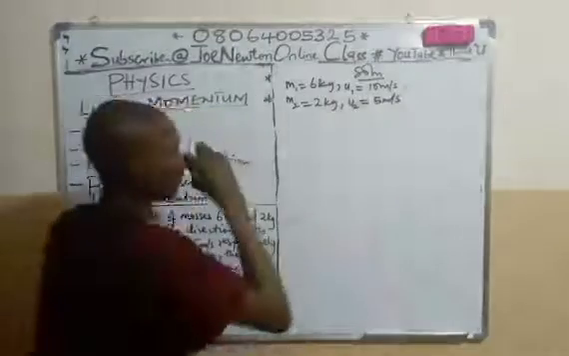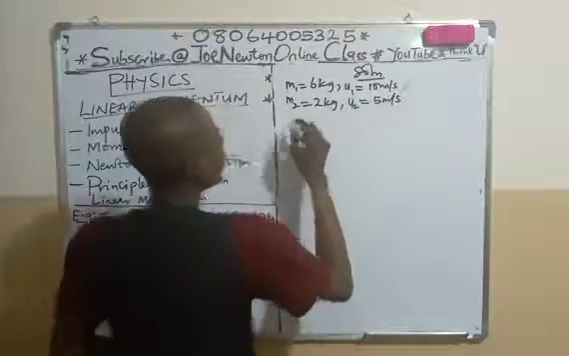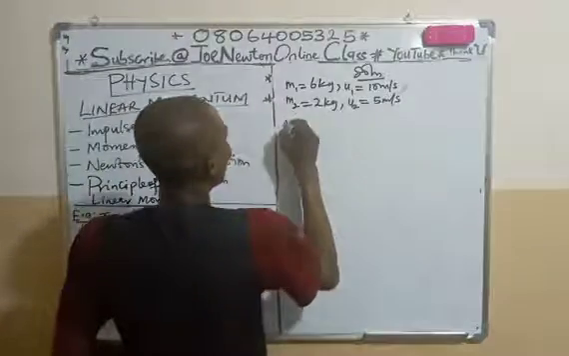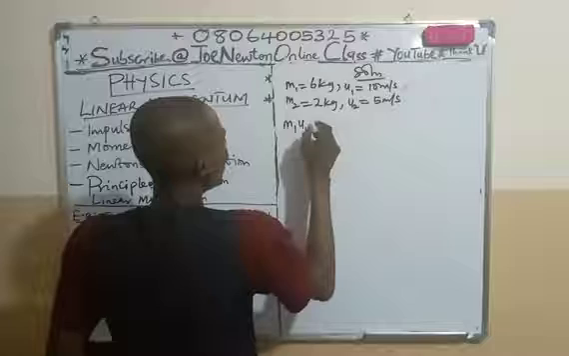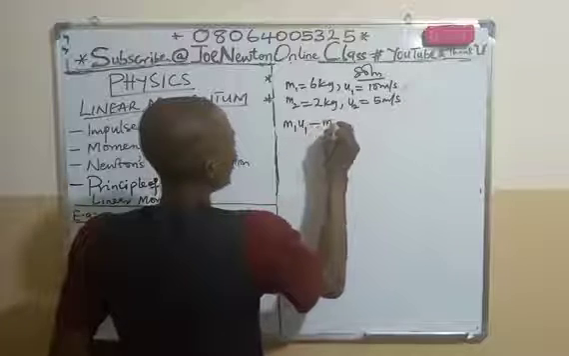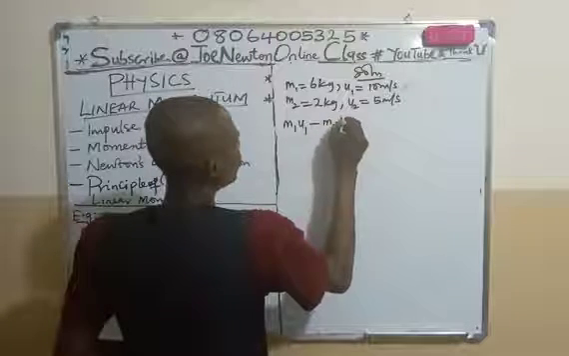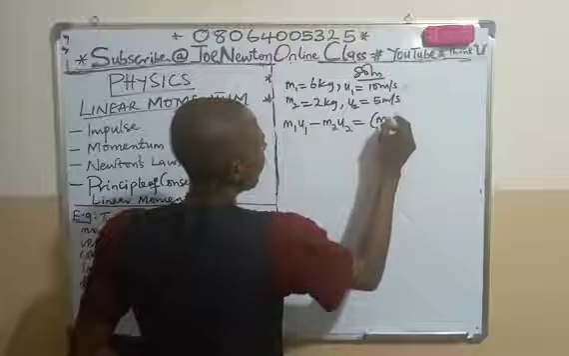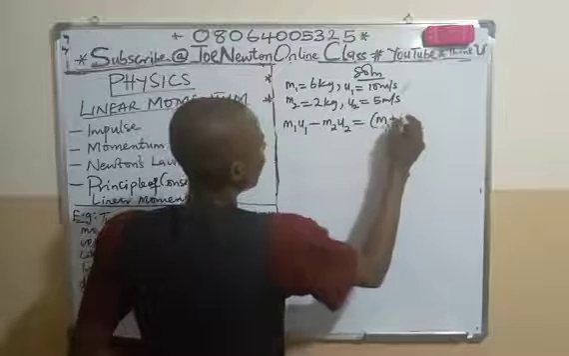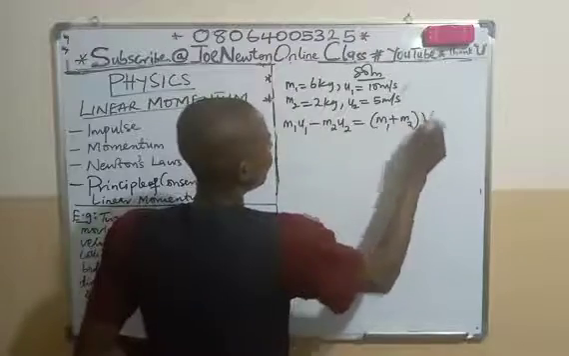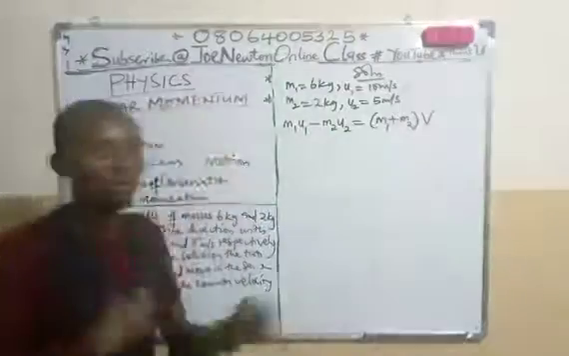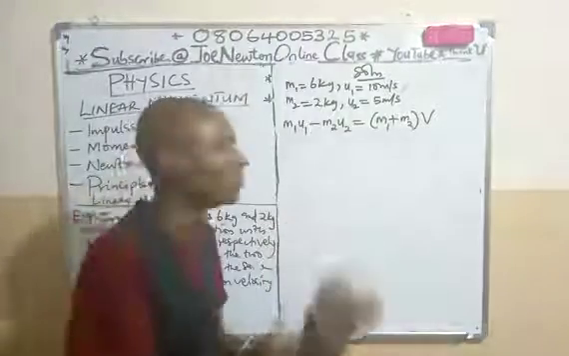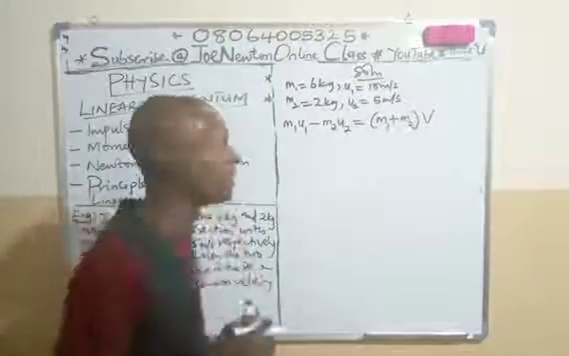So in this case, because they are moving in opposite direction, we now have that m1 u1 minus m2 u2 is equal to (m1 plus m2) v. So this is the common velocity, and they move in opposite direction. But if they were moving in the same direction, here will be plus. So be mindful of that condition.